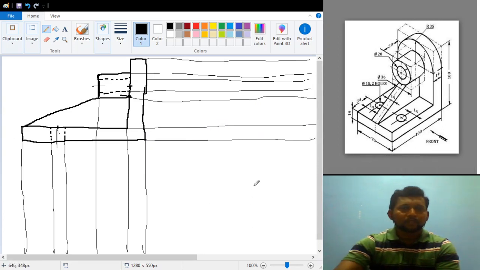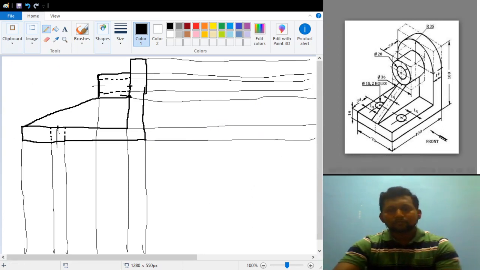Coming to the top view, since this is the front view, let me start at the back as usual. That means this particular point should start somewhere over here. So what is this total distance? This total distance is equal to 86 mm, as you already know. So you try to draw 86 mm like this.